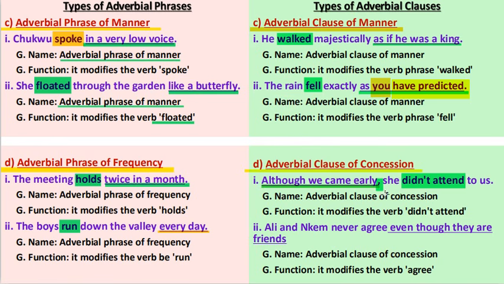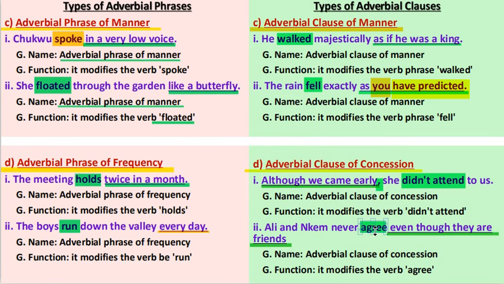To the second example, Ali and Nkem never agree, even though they are friends. Even though they are friends is an adverbial clause of concession, and it modifies the verb agree, or we can say never agree, as the case may be.